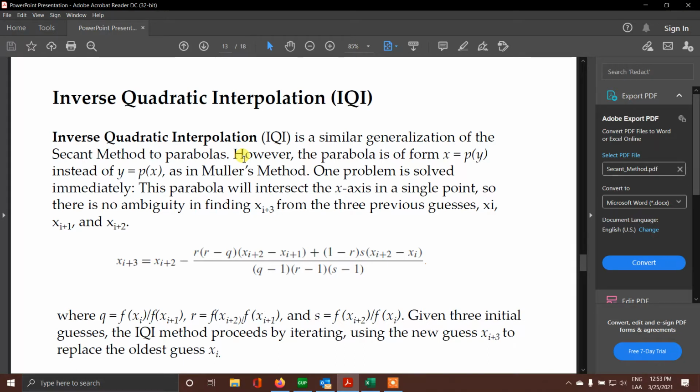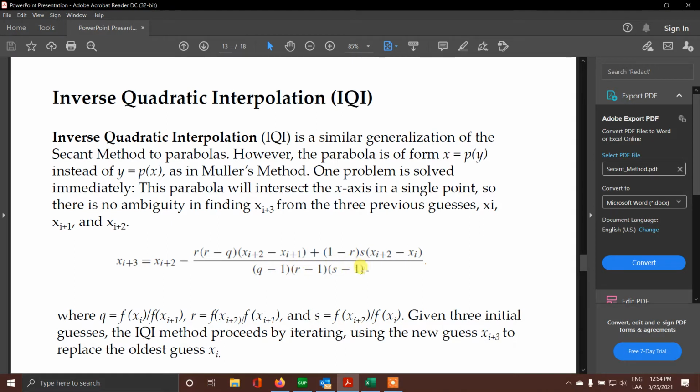So in general, this is the formula for this method. We have that x_(i+3) is going to be equal to x_(i+2), and then we have the denominator and numerator: r times (r minus q) times (x_(i+2) minus x_(i+1)), plus (1 minus r) times s times (x_(i+2) minus x_i), divided by (q minus 1), (r minus 1), and (s minus 1). So we need at least 2 guesses here.